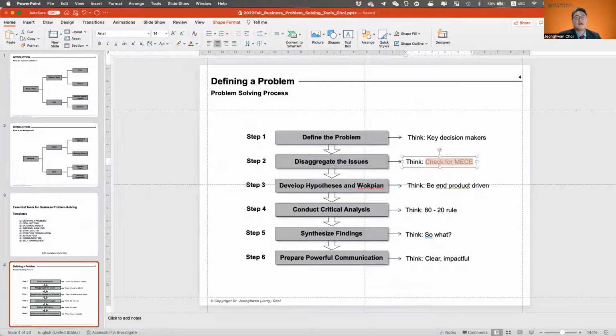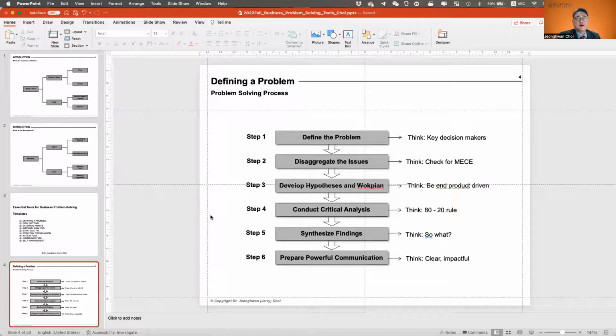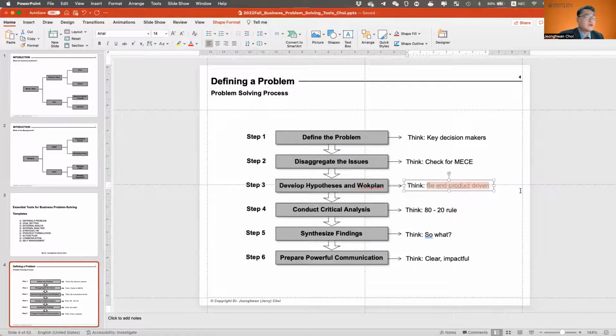Second, third, then we develop the hypothesis and the work plan. Then we think of what is the end product. You must have an image of what I will get from the research or from the work. Then we develop the most likely hypothesis: if we do this, we must have this. Then we test this hypothesis scientifically.